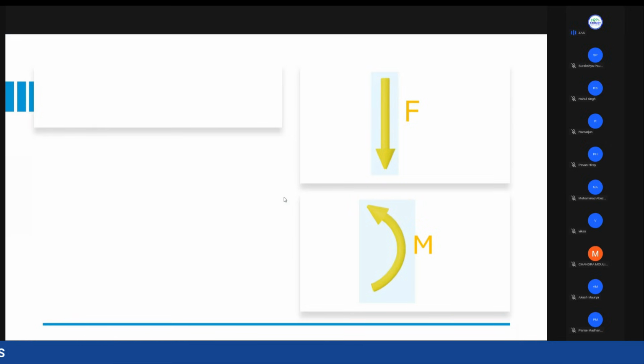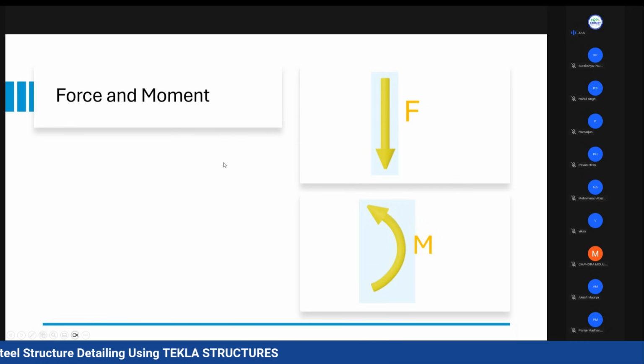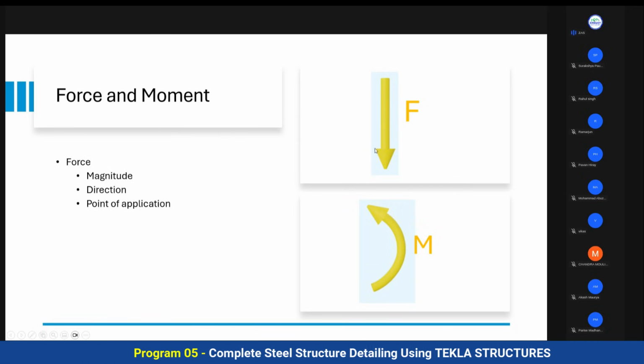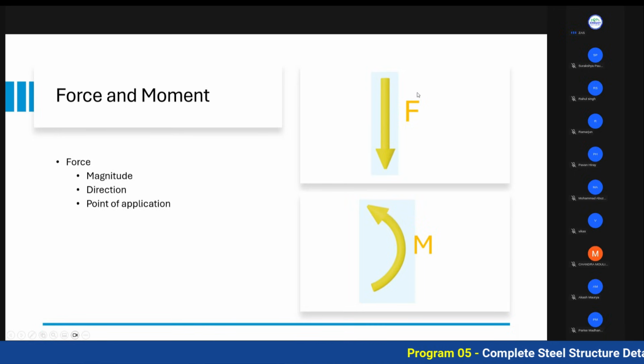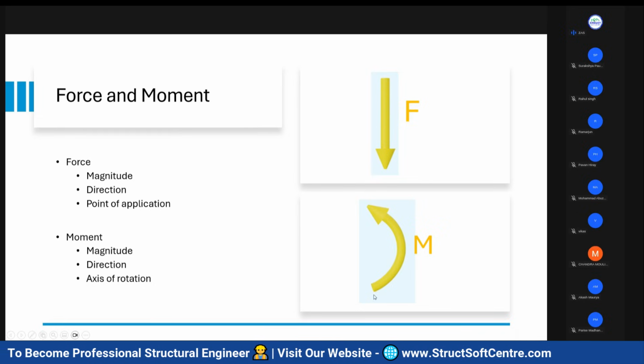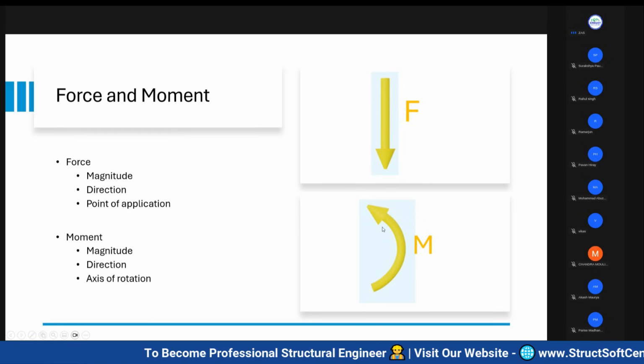Very basic, very common. The two kinds of things that can be applied on your structure are forces and moments. A force will of course have a certain direction. Here you can see it is downward in direction. It will have a certain magnitude, some value, and there will be some point of application where this force is applied. For a moment, again you will have a certain magnitude, some value of moment. It will have a certain direction, and it will have an axis of rotation.